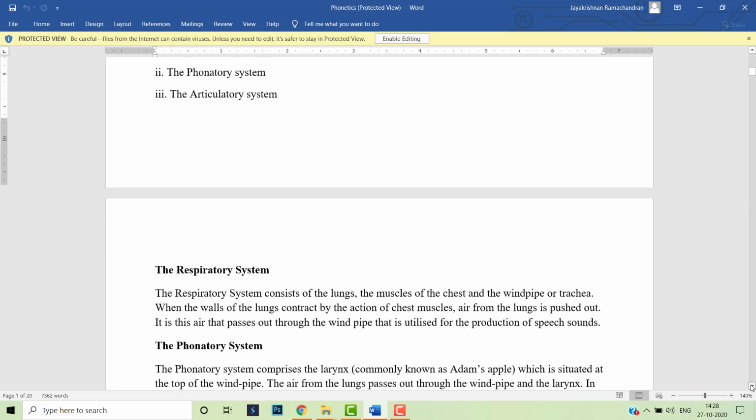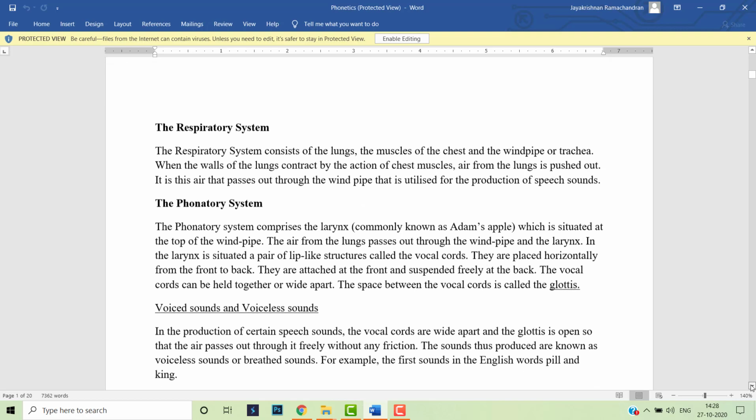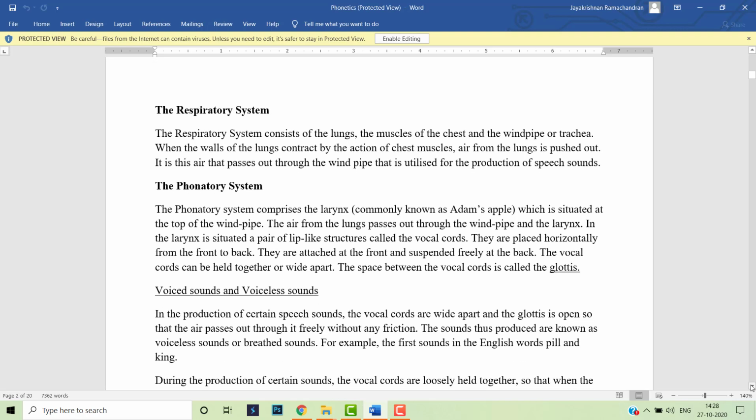We have studied the respiratory system. We know that the respiratory system consists of the lungs, the muscles of the chest, and the windpipe or trachea. The phonatory system consists of the larynx, which is also known as Adam's apple. And we have also learned how in the larynx is situated a pair of lip-like structures called vocal cords. They are attached at the front, but they are loosely held at the back. We have also studied how there is a small opening between the vocal cords known as the glottis.